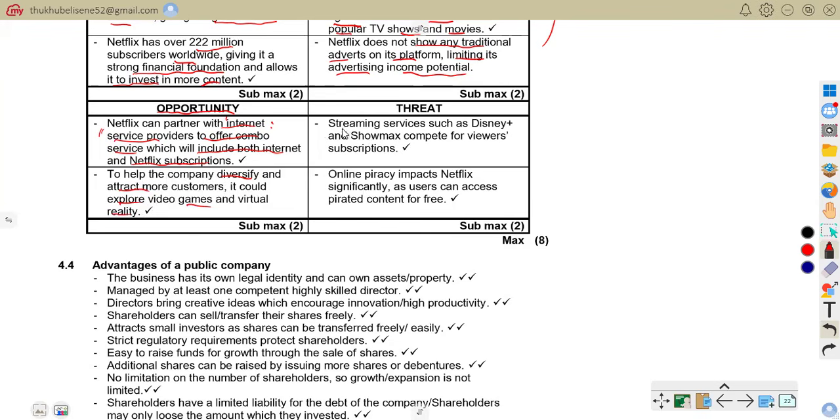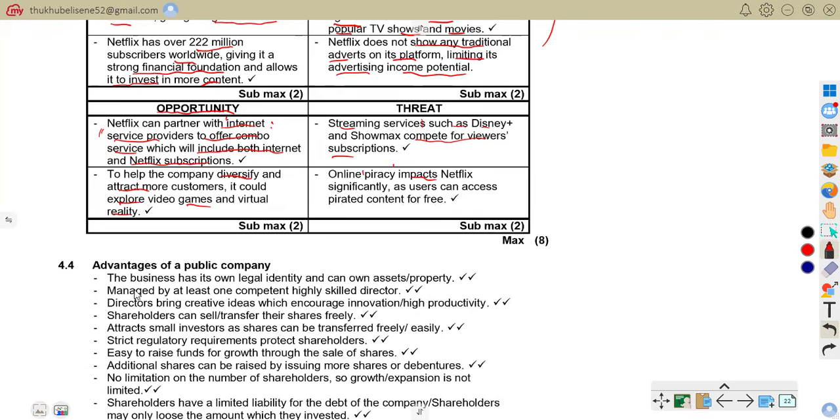Now the threats. Streaming services such as Disney Plus and Showmax compete for viewers and subscriptions. So once competition is entering the market, that becomes a threat. Online piracy impacts Netflix. So that as well is going to affect our business. That piracy becomes a threat as it is going to affect our business negatively, as users can access pirated content for free.